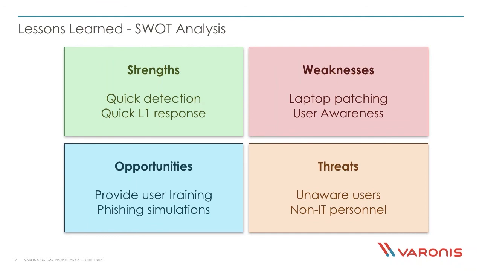Then, in the opportunities box, we write what are the opportunities to make the company safer. For example, provide user security awareness training, provide phishing simulations, improve patching, and so on. And in the threats box, we write what are the main threats to your security in terms of this specific ransomware case. For example, the main problem is unaware users, and especially the non-IT personnel, such as the HR and marketing people. Those are the ones most likely to click on phishing links.